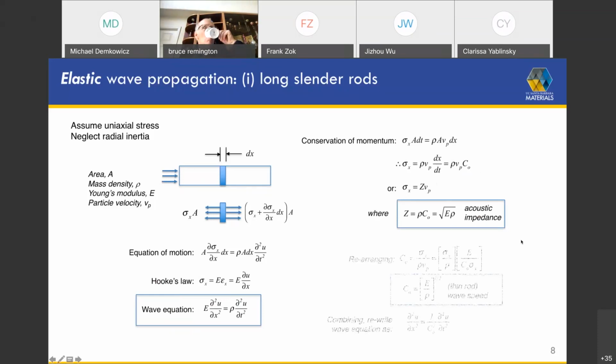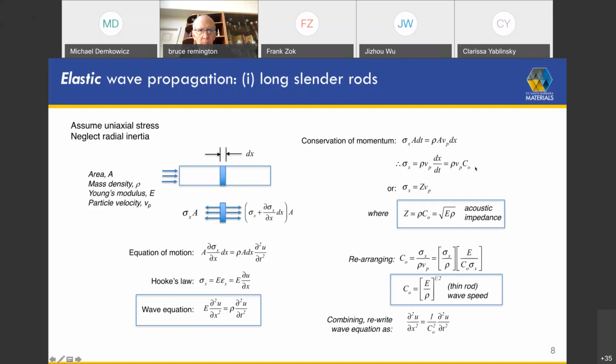Okay. Now, if we rearrange the results above, we can solve for the wave speed C0, and with a couple of simple steps of algebra, we come to this result here where the wave speed is the root of E over rho, a result that almost all of you have seen at some time, though you may not have seen the derivation of it. We can then rewrite our wave equation using this relationship between C0, E and rho. We plug that into this, and we get that U double prime is just U double dot over C0 squared.